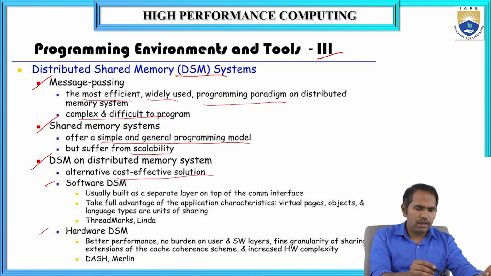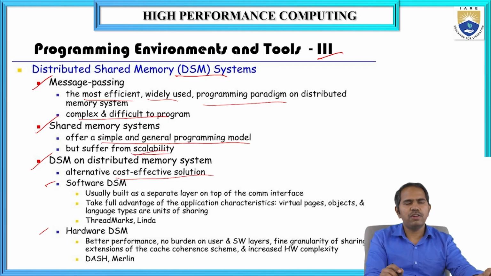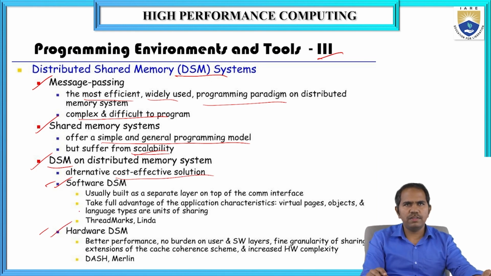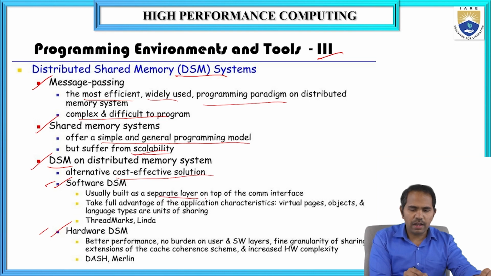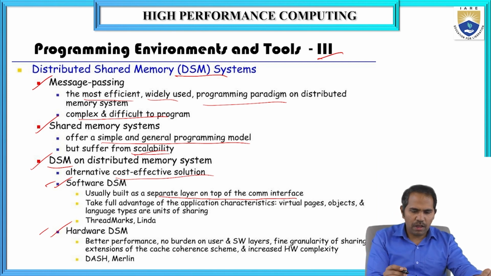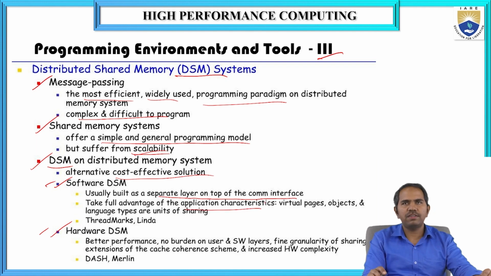In a shared memory system, scalability is the problem. That's why we go for DSM, distributed shared memory on distributed memory systems, an alternative cost effective solution. Next, under this we discuss software DSM and hardware DSM. Software DSM is usually built as a separate layer on top of the communication interface. It takes full advantage of application characteristics, where virtual pages, objects, and language types are the units of sharing. Other examples are ThreadMarks and Lambda.